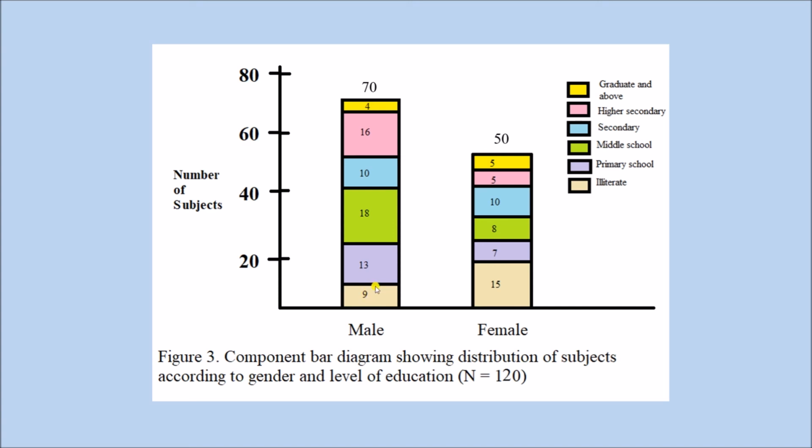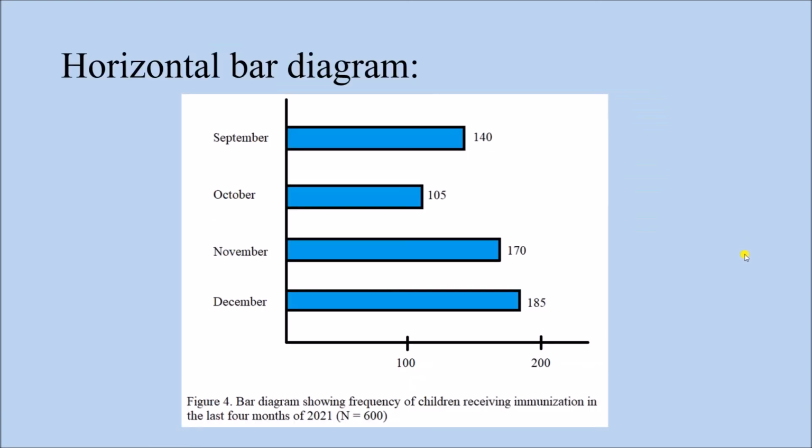So there are 9 male illiterates, 13 primary school completed males, 18 males who completed up to middle school, 10 males who completed up to secondary, like this. Similarly, we have 50 female subjects and their level of education have also been expressed in different components of this second bar. So this is an example of a component bar diagram, and with this we have completed the 3 different types of bar diagram. Now there is something known as horizontal bar diagram, which can be a simple bar diagram, a multiple, or even a component bar diagram.